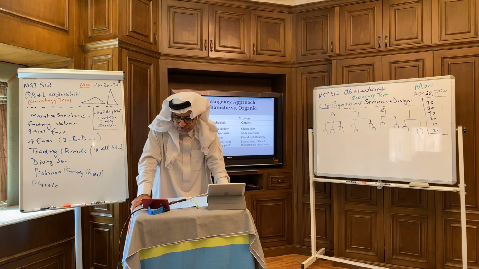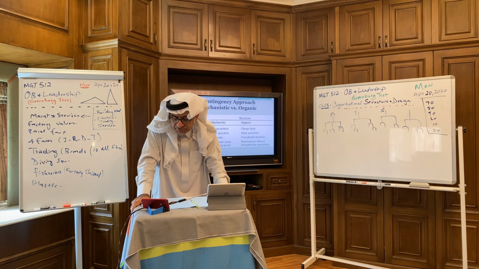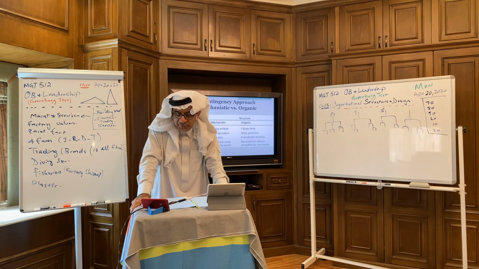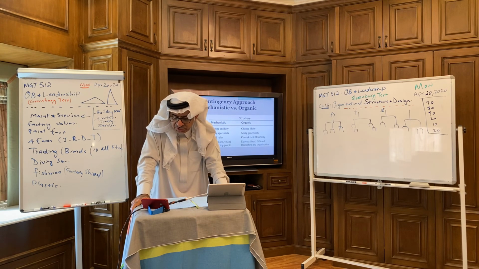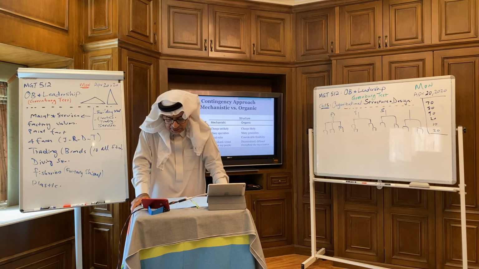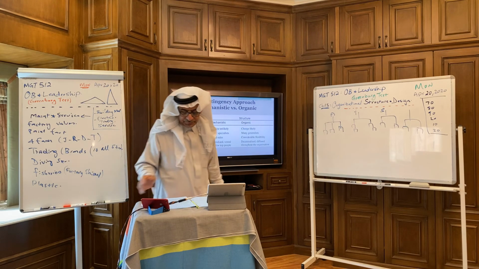In other words, a mechanistic organization has an internal structure that is stable in nature, where people perform jobs that do not change much over time or over the years. While an organic organization has an internal structure that changes frequently, making it likely that people will have to alter the nature of the jobs they perform over the years.